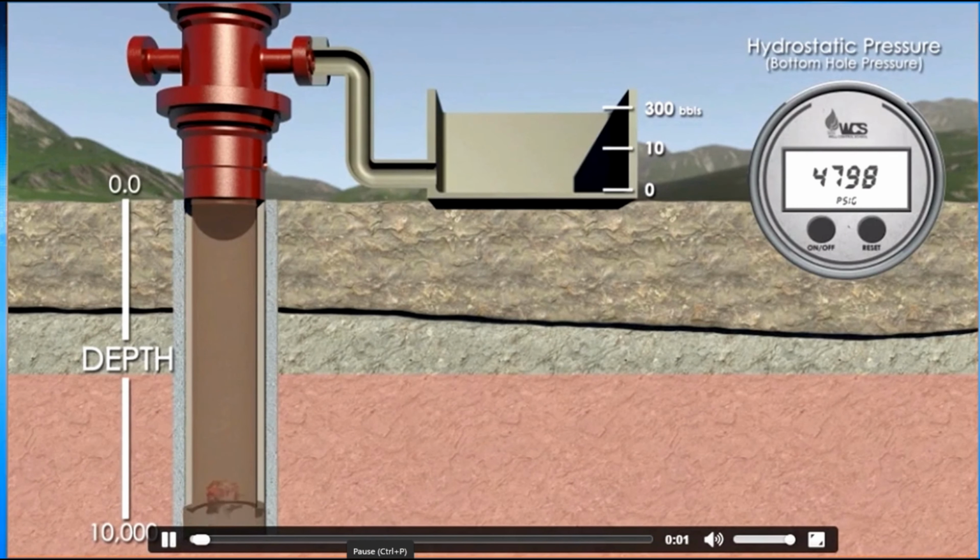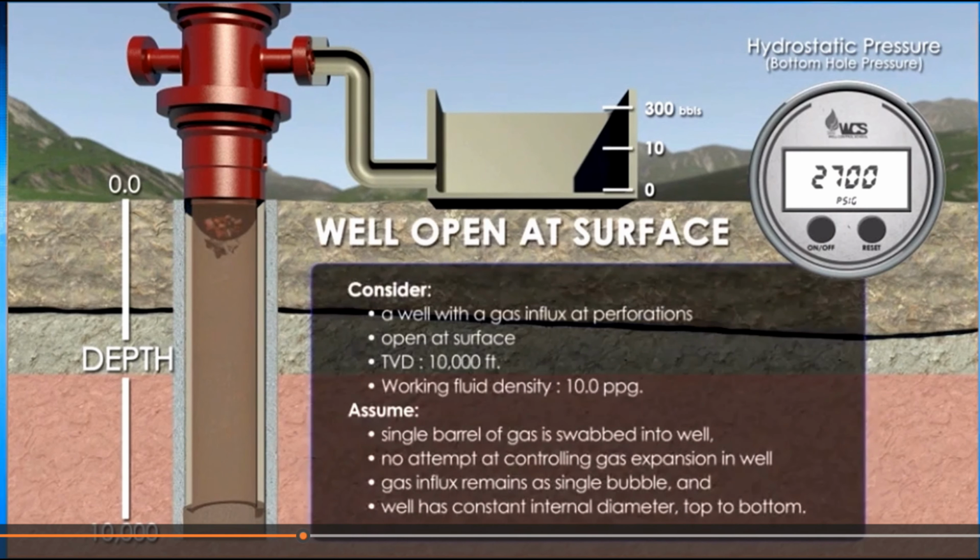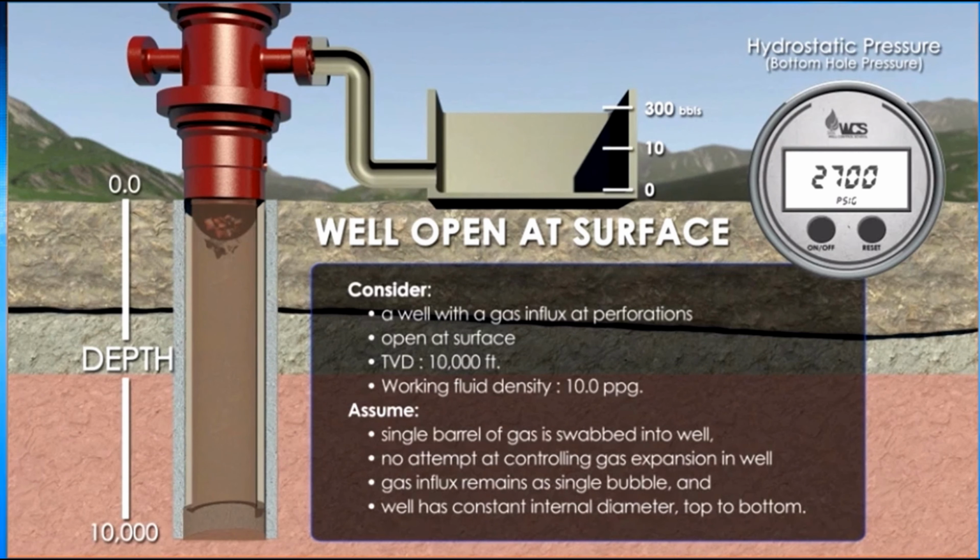Boyle's Law can be used to illustrate some important points about the behavior of a gas influx as it is circulated or allowed to migrate up the well. Assume a single barrel of gas is swabbed into the well as tubing was pulled from the well. There is no attempt at controlling the gas expansion in the well.